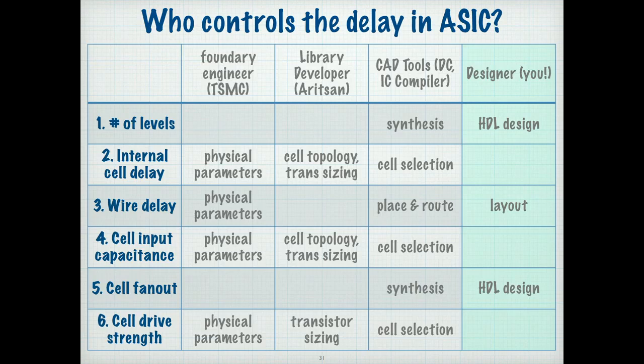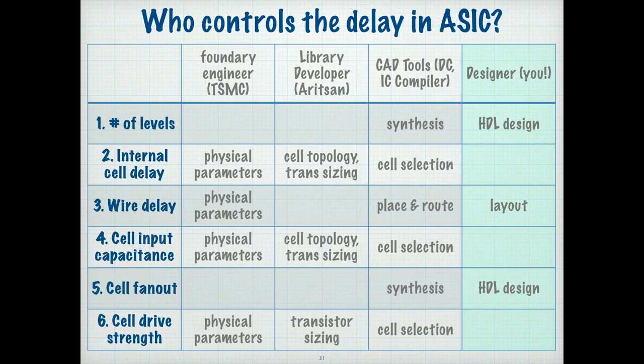What I mean by that is, if you look at the 6 elements of logic delay, in this chart I show what you as a designer can control and what is controlled by the foundry, what is controlled by the library developer who designs the cells, and what of it is controlled by the CAD tools that generate the layout for you. As you can see, most of these things are under the control of the process or the library or the CAD tools.